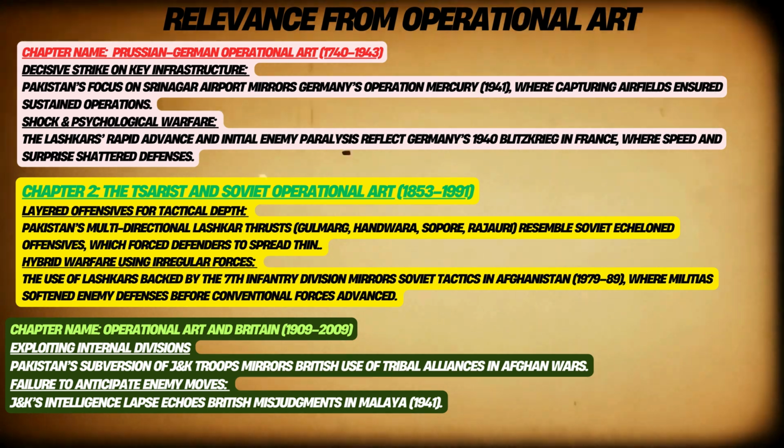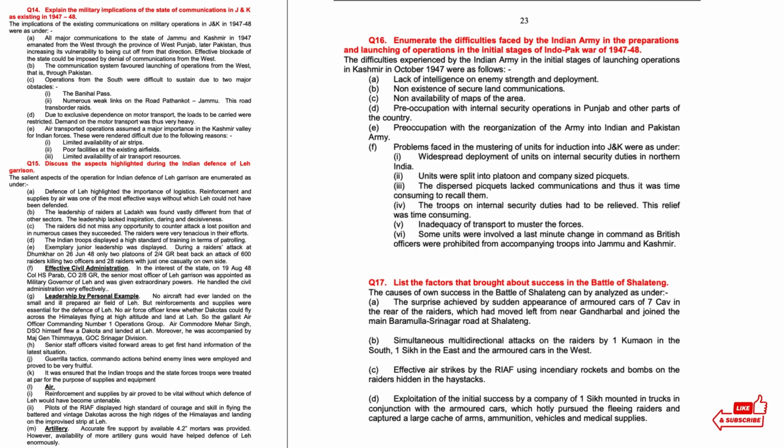Tsarist and Soviet operational art, 1853–1991. Layered offensives for tactical depth. Pakistan attacked from multiple directions: Gulmarg, Handwara, Sopore, Rajauri. This forced Indian defenders to spread thin, just like Soviet deep battle doctrine, where multiple waves of attack exhausted the enemy. Hybrid warfare using irregular forces. Lashkars plus Pakistan Army. This is classic Soviet-Afghan War, 1979–89 style, where local militias fought first, softening enemy defenses before the main army moved in.